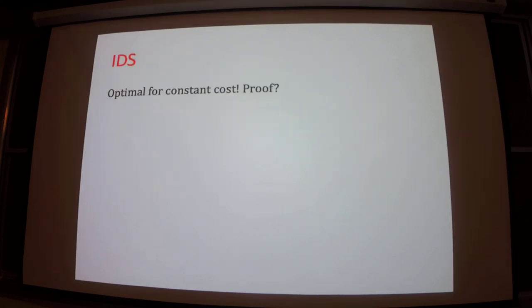Is this optimal for constant cost? Yes? Are we searching from the root, or searching from the bottom of what we last searched? So you're searching from the root because you have to be really careful about keeping track of things you visited before, which we'll touch on in a second. That seems like it wouldn't be a good idea, right?